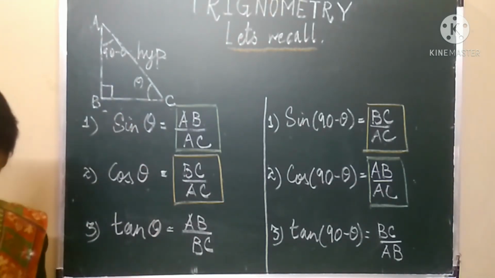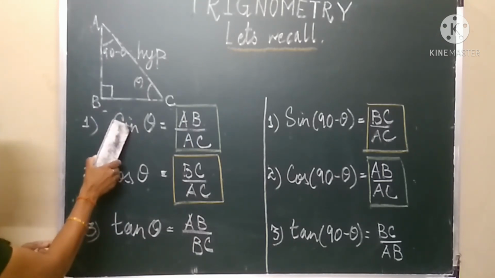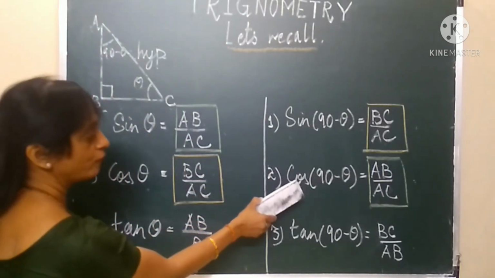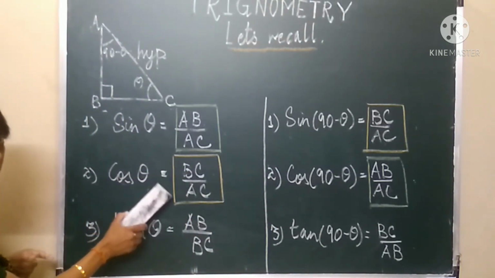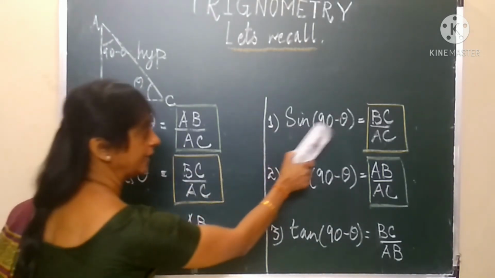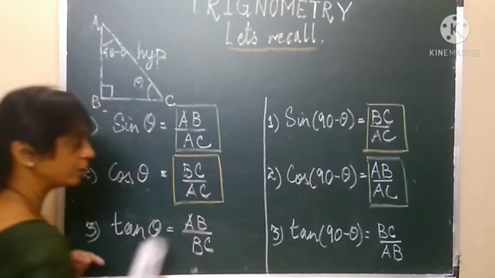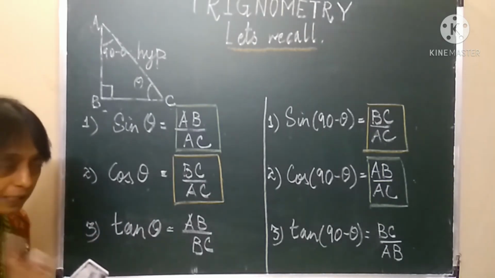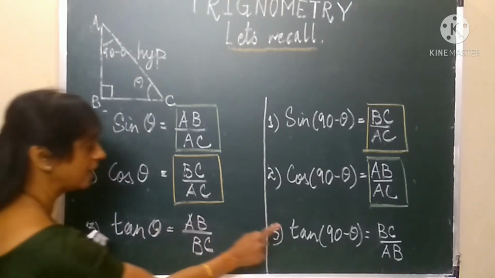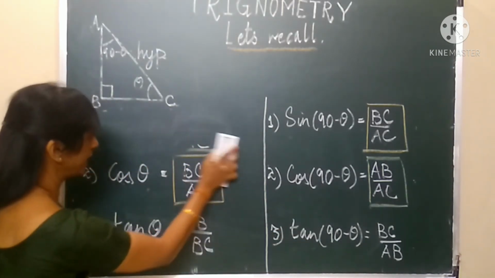Right? So thus what can we conclude? We can conclude that sine of one angle is equal to cos of the other angle. Cos of one acute angle is equal to sine of the other acute angle. And what about the tan ratios? They are multiplicative inverses of each other. That means if I multiply tan theta into tan of 90 minus theta, what do we get?